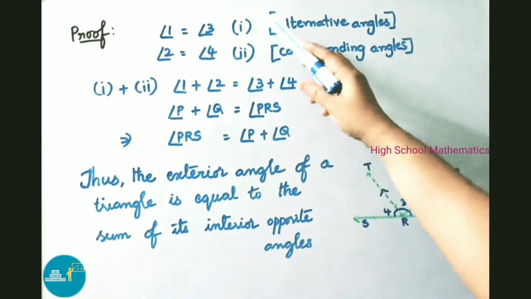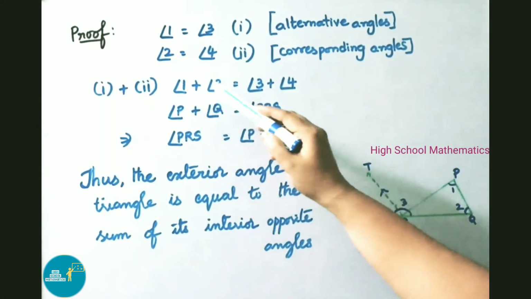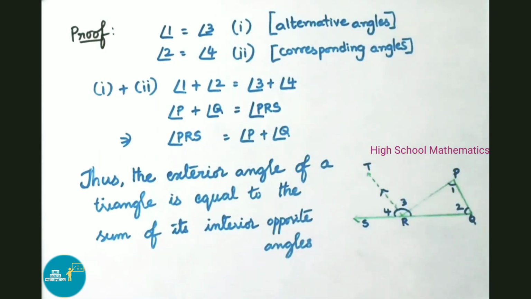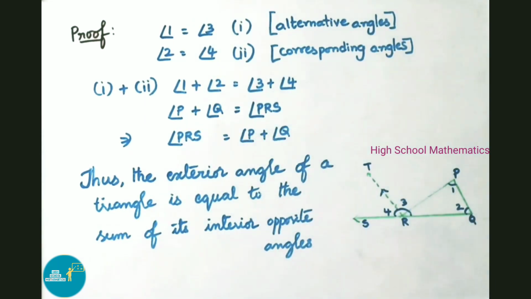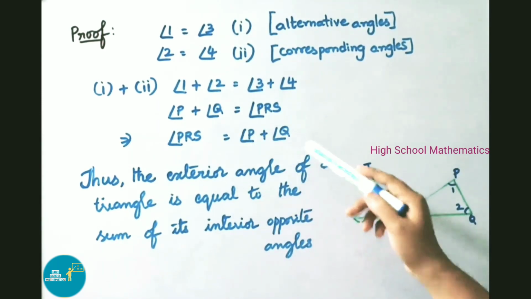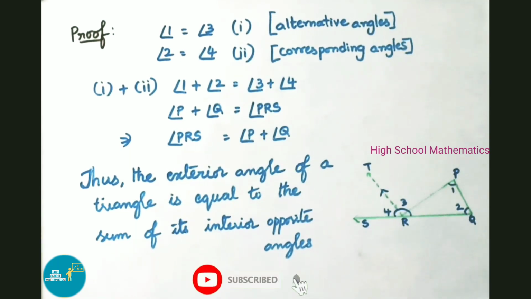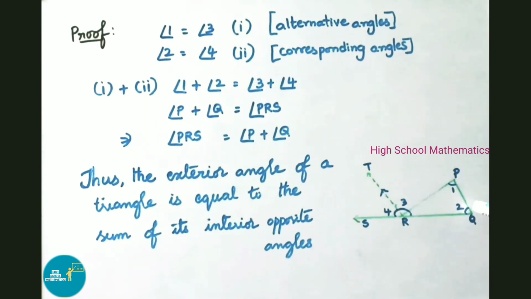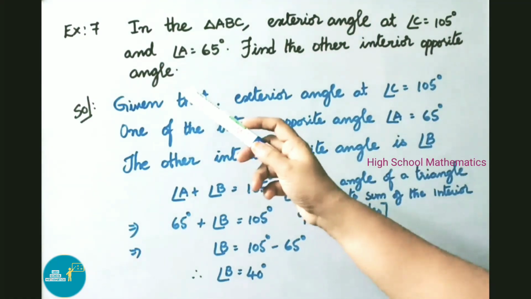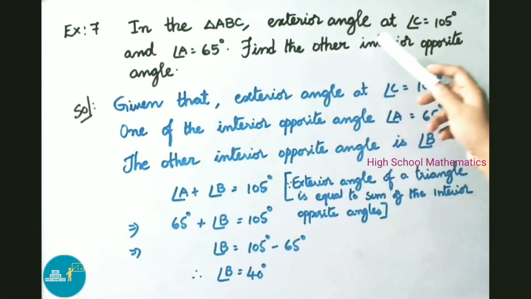On adding equation 1 and equation 2, we get angle 1 plus angle 2 equals angle 3 plus angle 4. Angle 1 and angle 2 means angle P plus angle Q, that equals angle 3 plus angle 4, which means angle PRS. So we have written angle PRS equal to angle P plus angle Q. From this we can say that the exterior angle of a triangle is equal to the sum of its interior opposite angles.